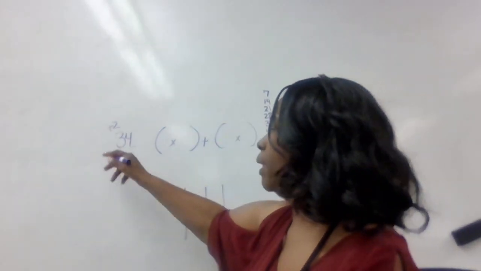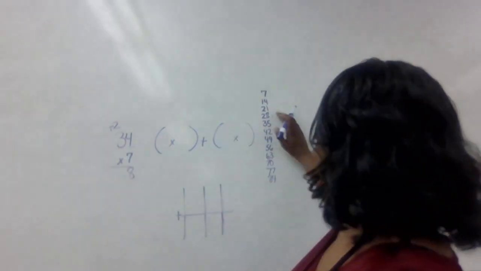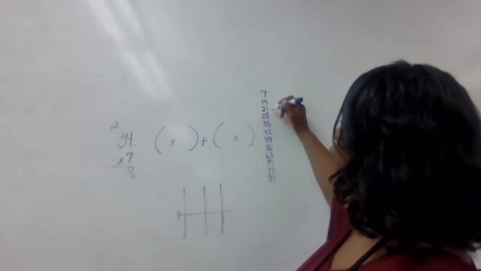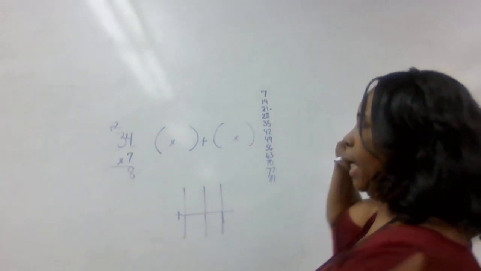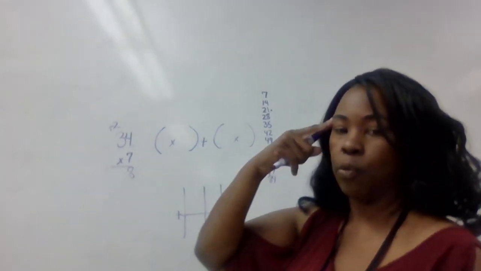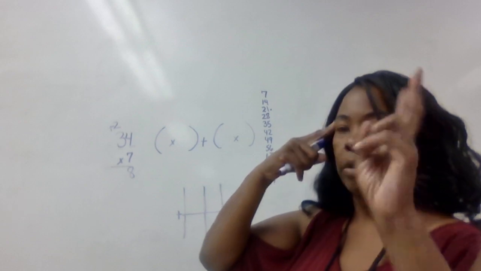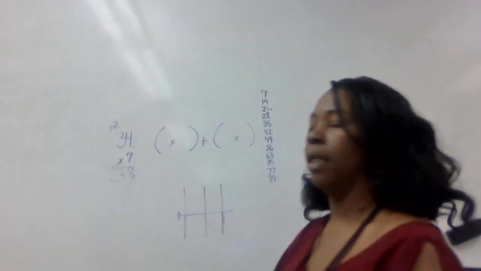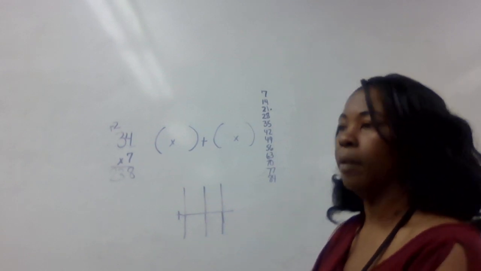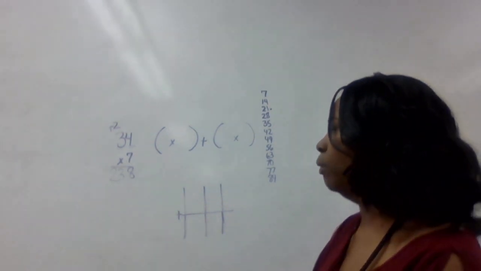Next, you have 3 times 7. So now we're going to go down 3: 1, 2, 3. And that puts us at 21. So keep 21 in your hand, and you have to add on that 2. So 21, 22, 23. So our product is 238. And product is the answer to a multiplication problem.